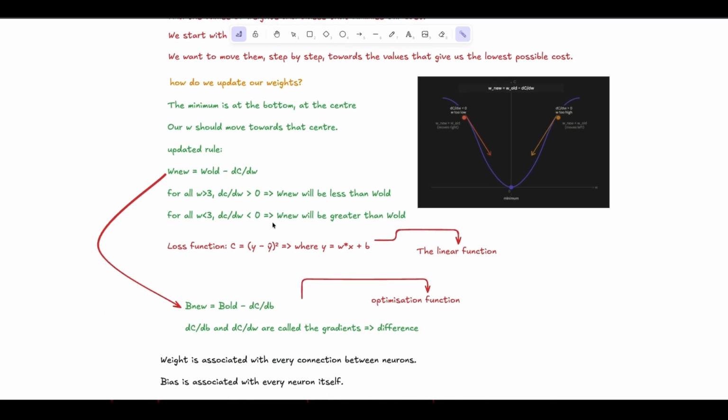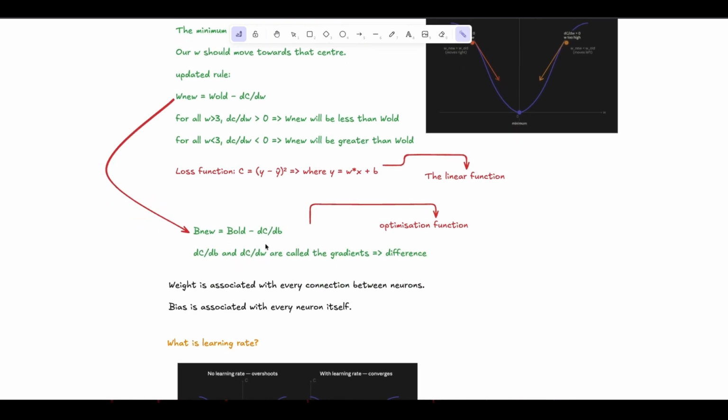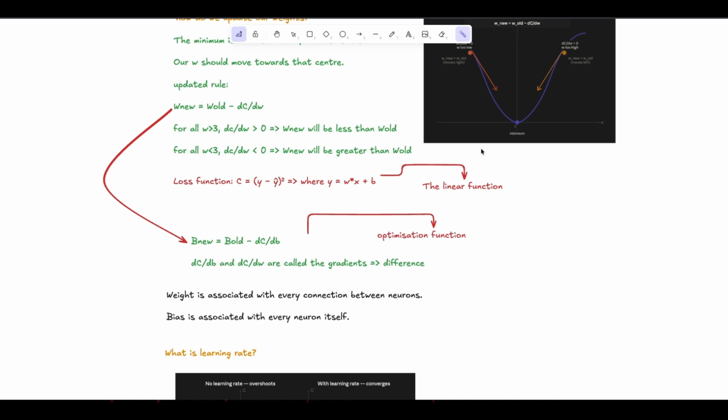Let's see why this works. For higher values of w, dc by dw is positive. So w new will be less than w old. We are subtracting a positive number. We are moving left towards the minimum. For lower values of w, dc by dw is negative. So w new will be greater than w old. We are subtracting a negative number, which means adding. We are moving right towards the minimum. Beautiful, right? In both cases, the formula naturally pushes us towards the lowest point of the curve. And this makes sense visually too. When w is high, cost is high, so we reduce w. When w is low, cost is high, so we increase w.